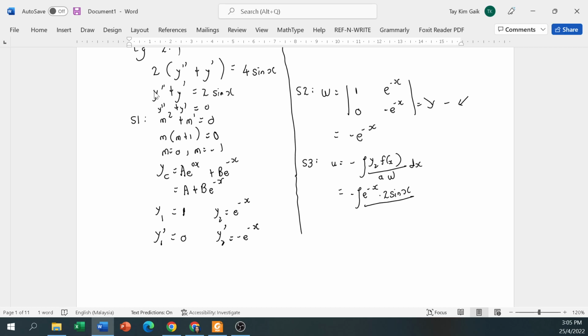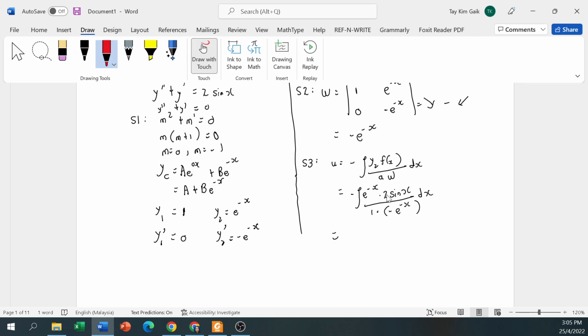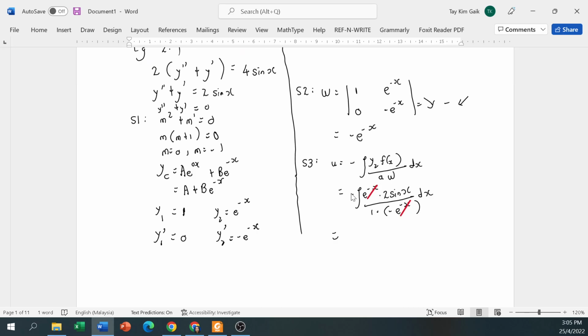Okay, a is 1. Your Wronskian is negative exponent negative x. So dx. So you have this one, negative, negative. So we just left integrate 2 sin x dx. So you have negative 2 cos x plus a. So this is the u.